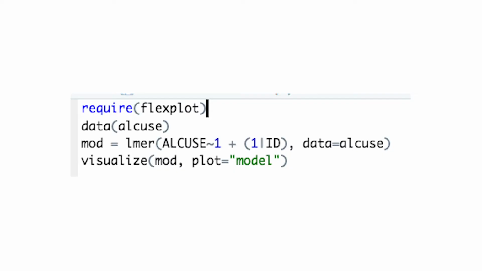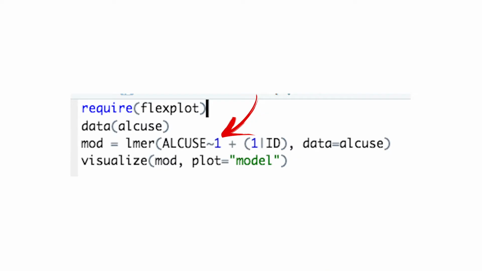Unfortunately, all the tools within FlexPlot we've been using so far, we can use here too. So here's some R code that loads the dataset alcuse, which is a part of the FlexPlot package. Here's the R code we would use to fit a random effects model. Notice there are no predictors, but we do have to have a 1 in there. And 1 is the way that we tell R that we're fitting an intercept.